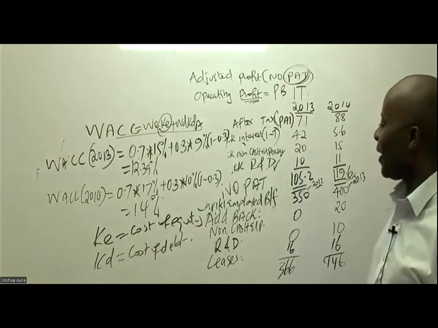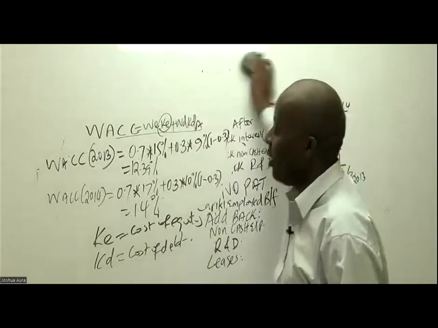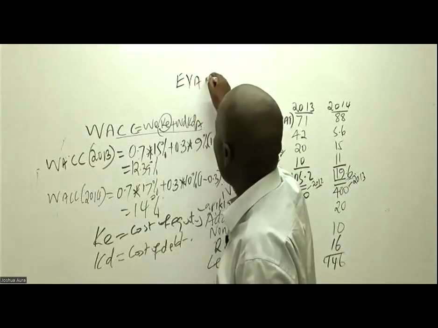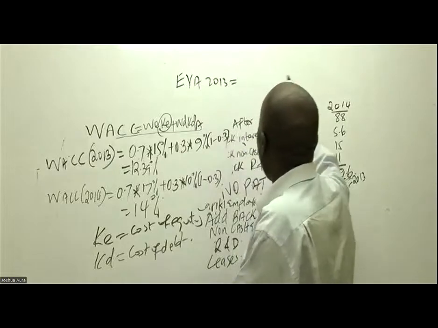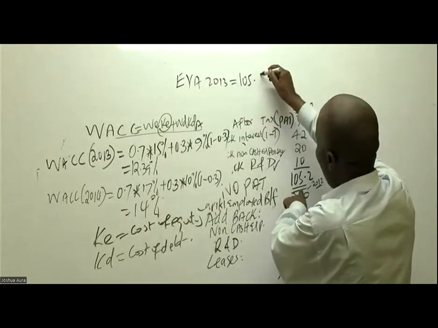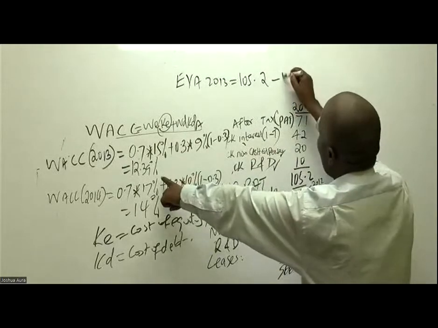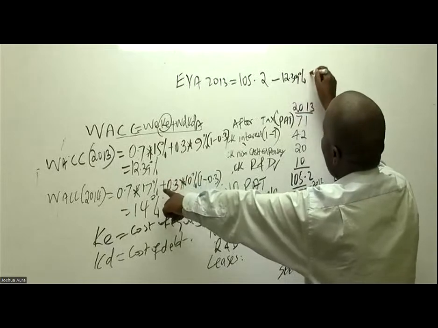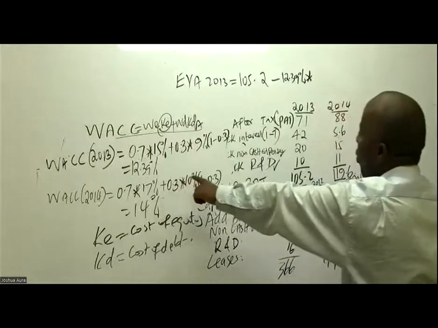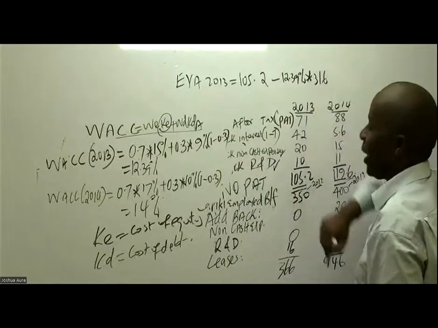Now, ladies and gentlemen, after that, we should be able to get what we call EVA. So come and give us EVA. For 2013, the NOPAT is 105.2 minus WACC of 2013, which is 12.39%, multiplied by the capital employed in 2013, which is 316.